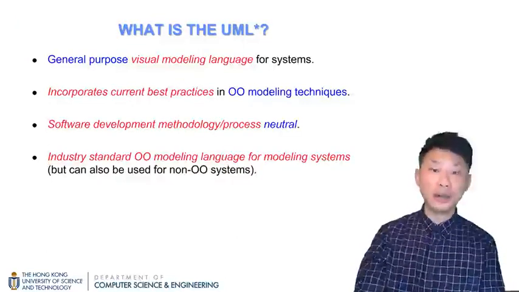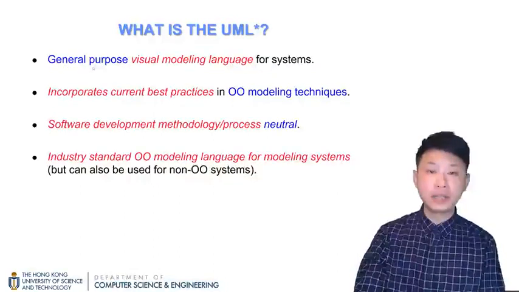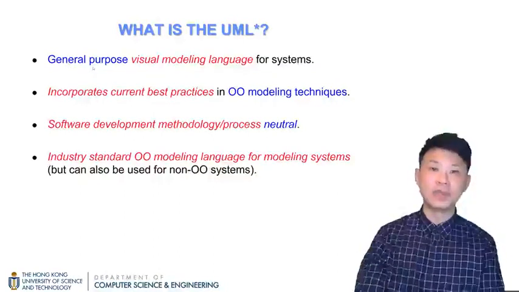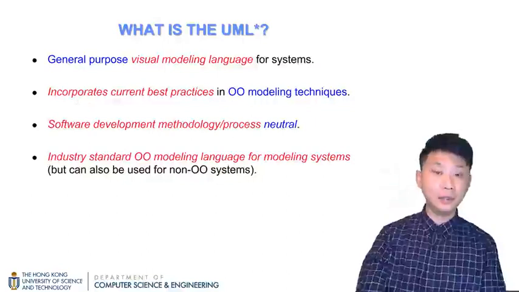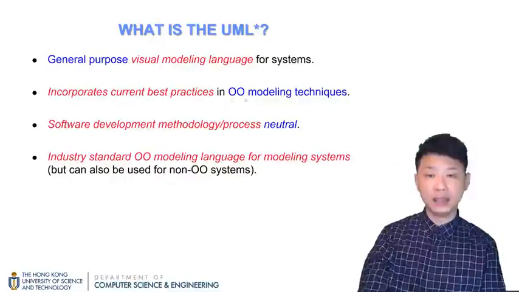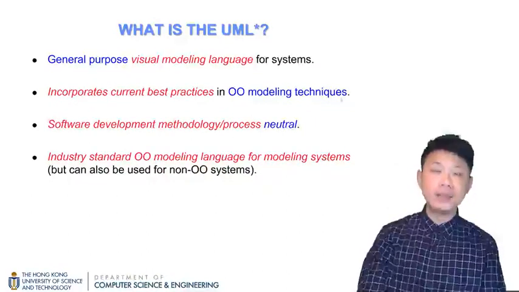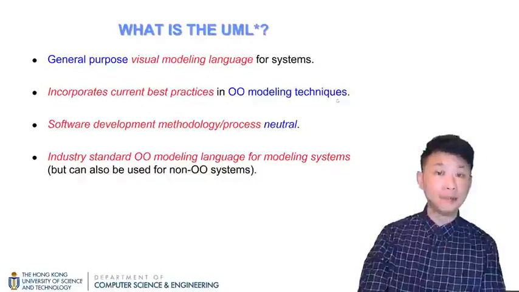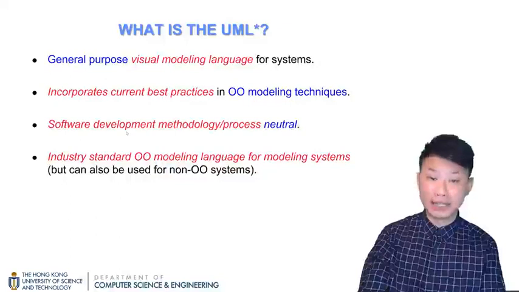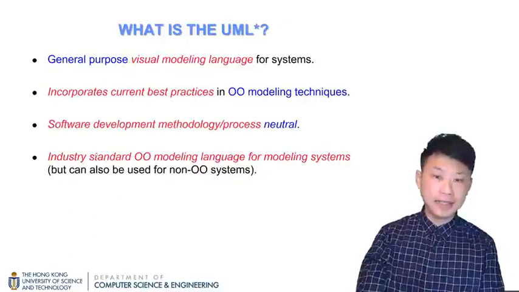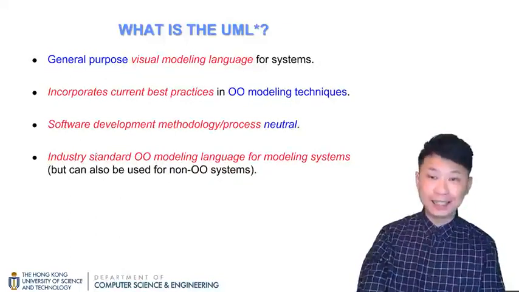So what is UML? UML is a general purpose visual modeling language for systems. That means we try to draw a diagram to represent the system that we're going to build. And it incorporates the best practices in OO modeling techniques, because we are talking about trying to capture a set of important objects within the software system. And it's software development methodology or process neutral because it's not a software development methodology, and it's an industry standard OO modeling language for modeling systems.